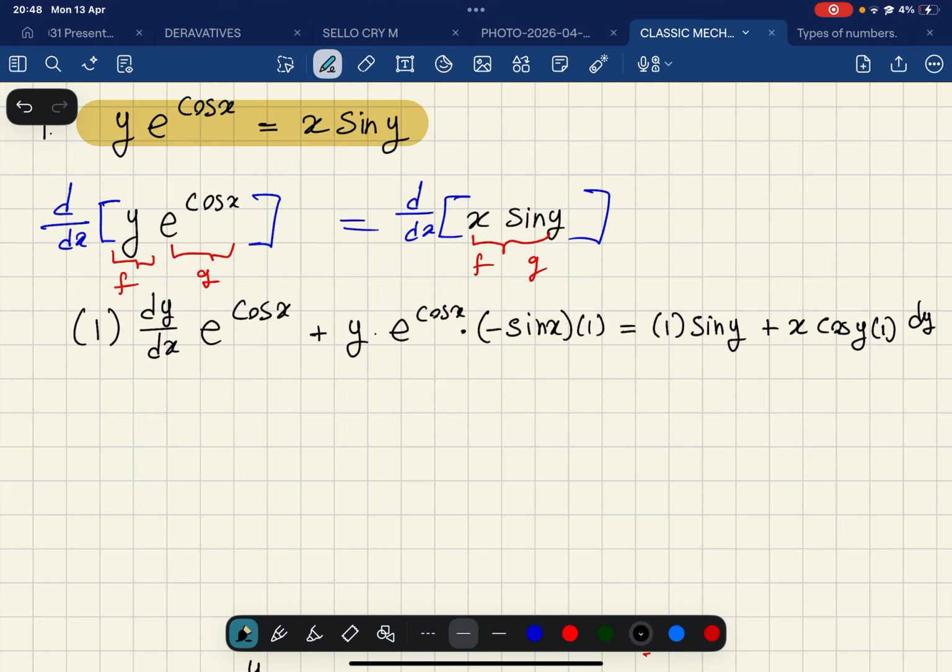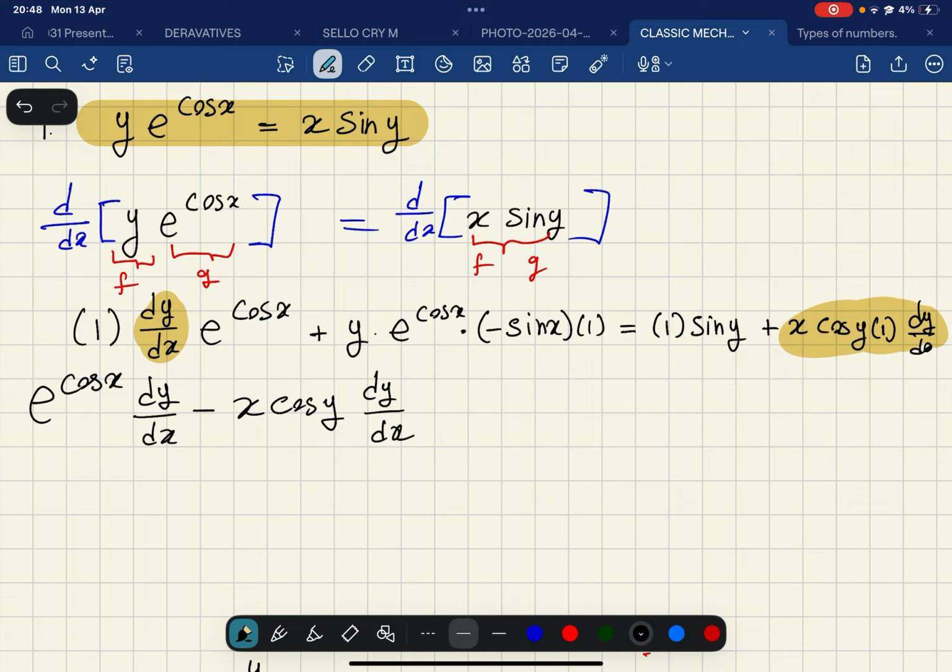I tell them I derived y with respect to x, which means from here, I'm going to group these terms. I put them on the left hand side, whatever that is here. So which means on the left hand side, I will have what? E to the cos x dy over dx minus x cos y, and then dy over dx. Then the rest is going on the what? On the right hand side.